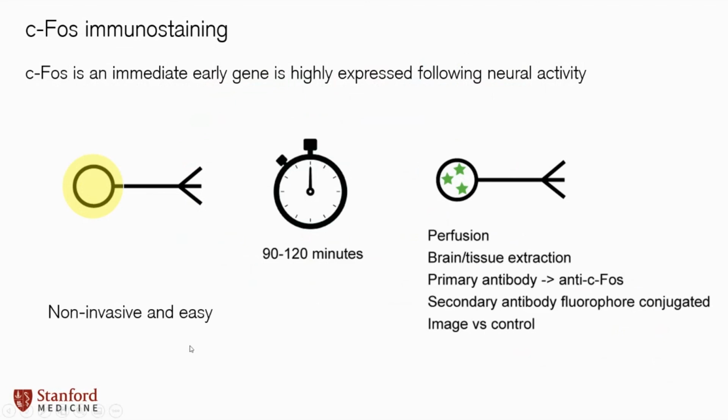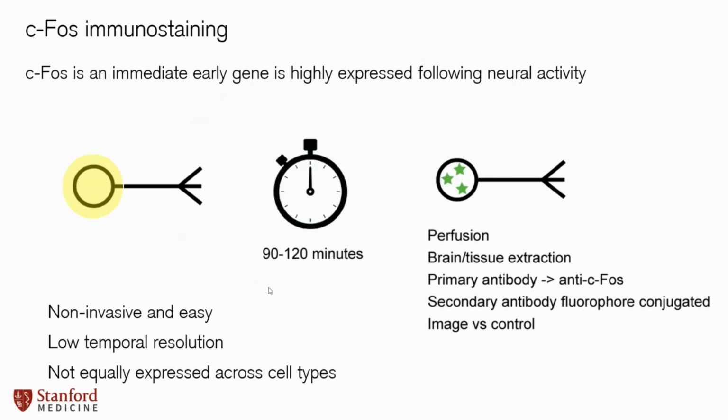The annoying thing is, it's a lot of work to pull this tissue out and to do this. And the reason people are still doing it is because it's cheap and you don't need imaging equipment or fancy stuff to get it to work. But it has really bad temporal resolution. So you're aggregating this post effect over 90 to 120 minutes. And a lot of people don't know this, but c-Fos is not equally expressed across cell types. So if you're doing c-Fos and looking for GABAergic activity, I don't think that's going to work very well compared to glutamatergic activity.